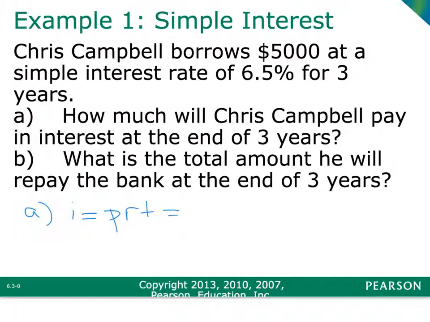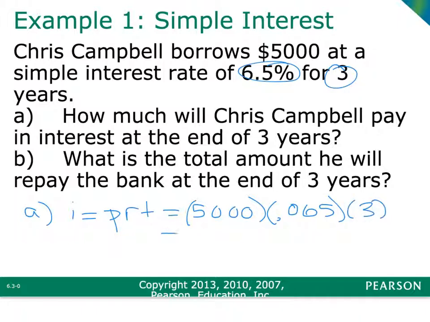So in this problem, the principal is the amount that he borrowed, and he borrowed $5,000. The rate is the interest rate. Now be careful because they gave you the interest rate at 6.5%. That's not okay. You cannot use 6.5. You have to convert that to a decimal and use 0.065. And then T is the number of years he's going to have the loan. He's going to have the loan for 3 years.